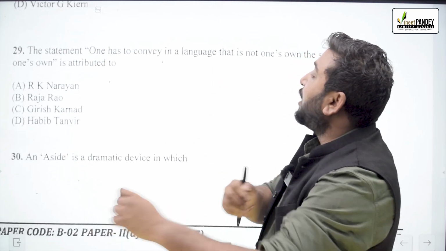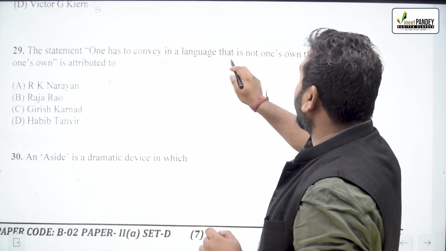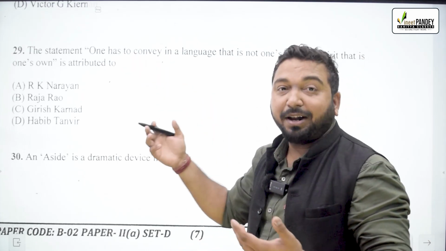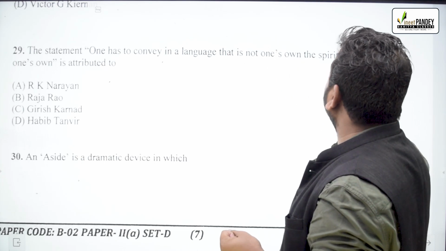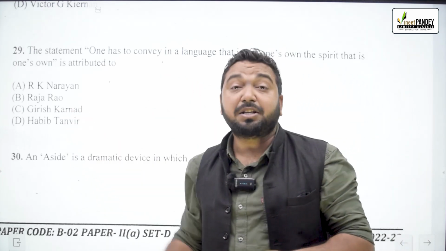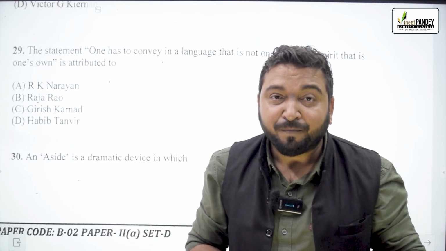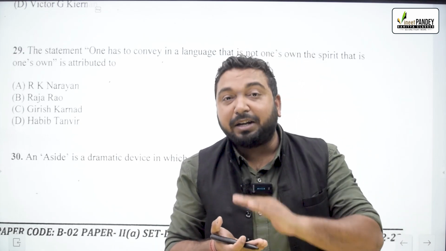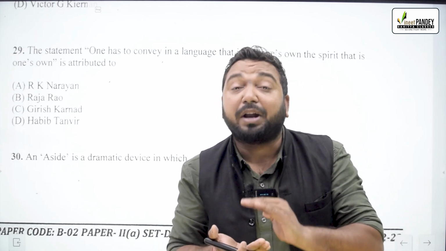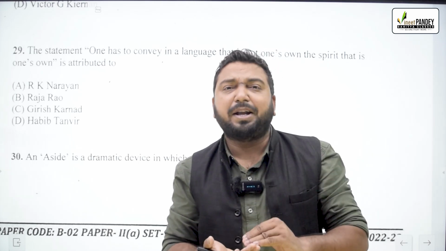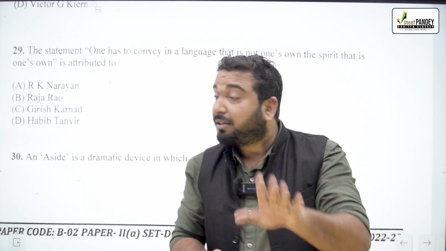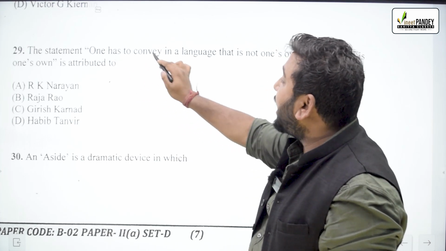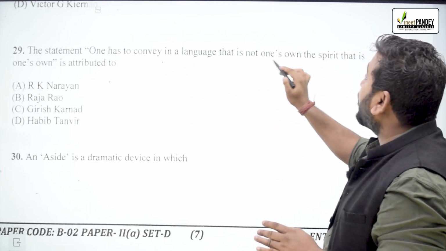Question number 21. One has to convey in a language that is not one's own, the spirit that is one's own. I can answer this from here only. It's Raja Rao's Kanthapura. If you read it, you will find that Kanthapura deals with Raja Rao's narration talking about Indian English. If you remember my lectures, I told you that whenever you want to understand English in India, just read Raja Rao's Kanthapura and its preface. This is from the preface to Kanthapura. One has to convey in a language that is not one's own.